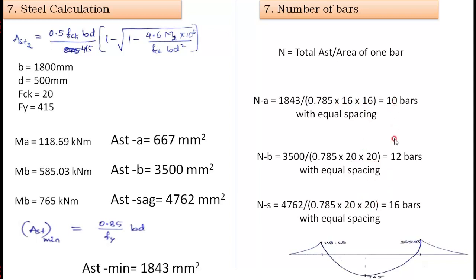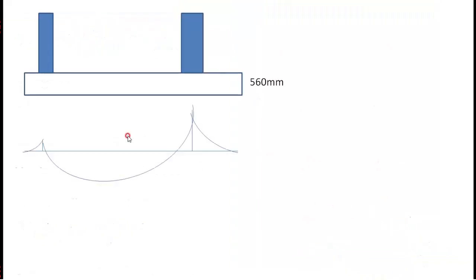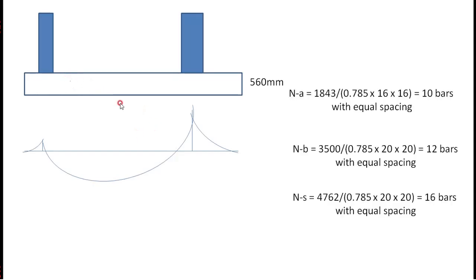Then I will get, under column A, I have to provide 10 bars of 16 mm diameter. Here I need to provide 16 bars of 20 mm diameter. Here I need to provide 12 bars of 20 mm diameter. That I will show in the detailing. Here you can see in the detailing these bars are provided: 16 bars of 20 mm diameter at the top, and 10 bars of 16 mm diameter at the bottom, and 12 bars of 20 mm diameter at the bottom.